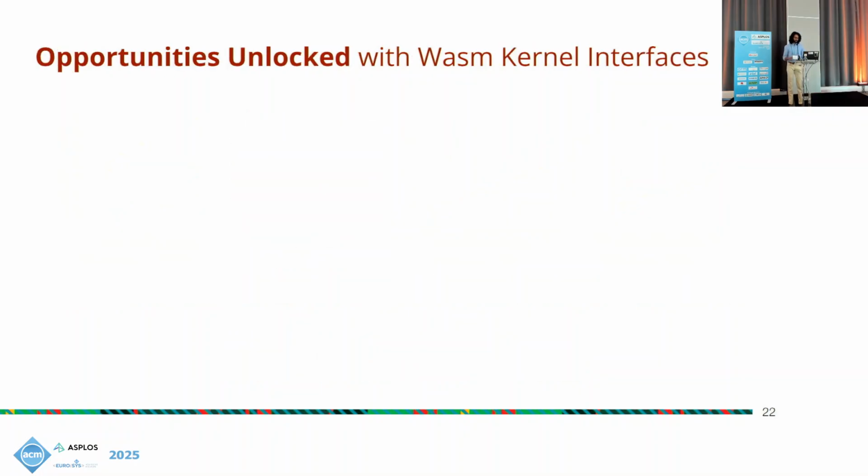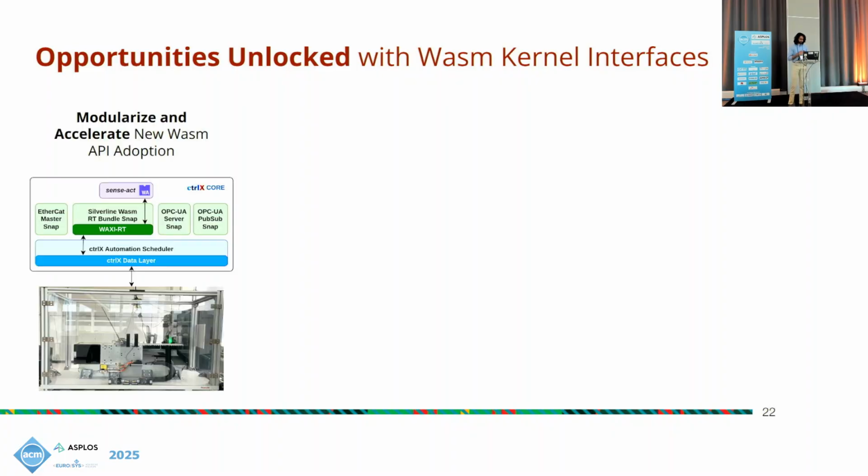So with WASM kernel interfaces, we actually unlock numerous opportunities, and we hope this will be useful across PL researchers who are working on WASM and OS researchers who are working on low-level systems. In particular, for edge systems, we now have this way of modularizing and accelerating WASM APIs. And this is really useful in edge systems because you want to be able to move your compute across different devices.